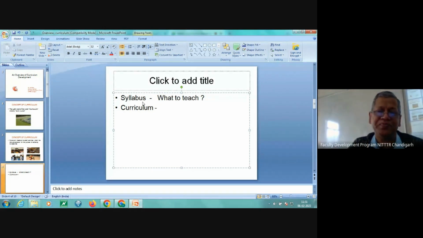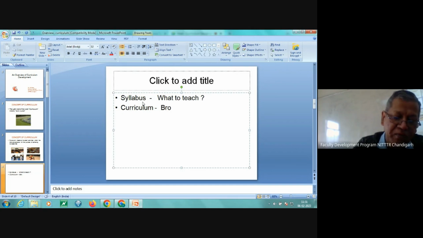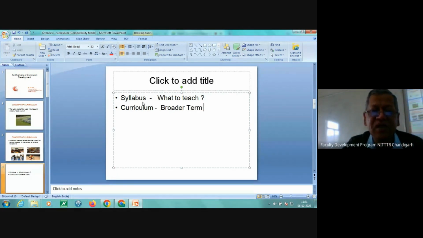What is curriculum? Curriculum, my friend, if you see it from the syllabus angle, because I will compare it with syllabus, is a broader term. My friend here also talked about this one. It is a broader term as compared to syllabus. Syllabus is a sub part of curriculum. Curriculum is a much broader term. So when I say a broader term, curriculum will cover syllabus.